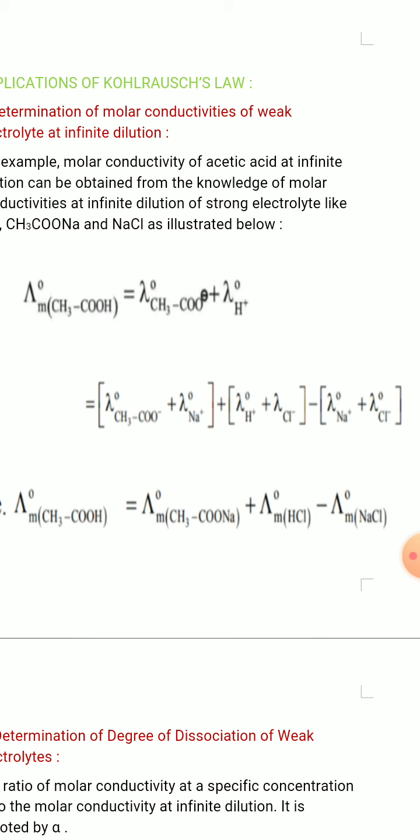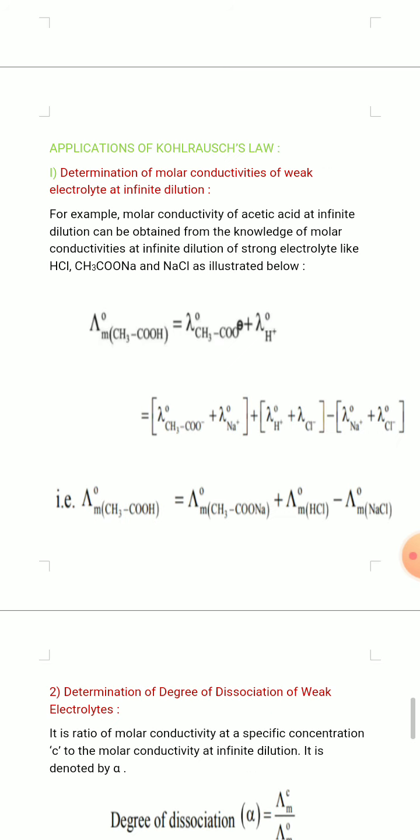Just cancel the same ions: plus lambda 0 Na plus and minus lambda 0 Na plus, and plus lambda 0 Cl minus and minus lambda 0 Cl minus. Then you will see that in the equation only lambda 0 acetate ion and lambda 0 H plus ion are present. So using the values of lambda 0 for strong electrolytes, you can calculate the value of lambda 0 of a weak electrolyte like acetic acid.